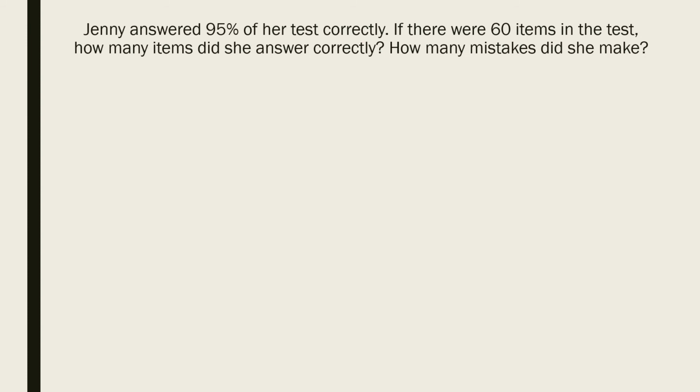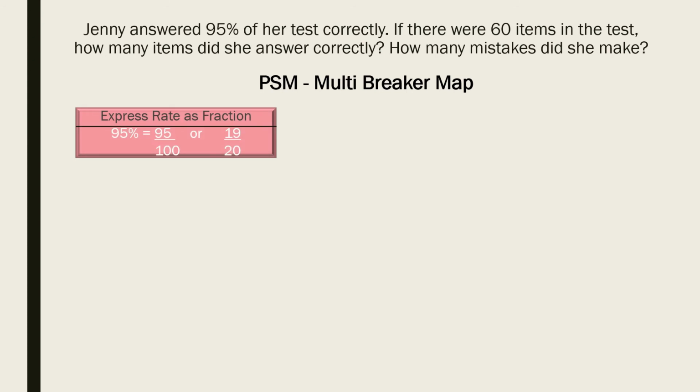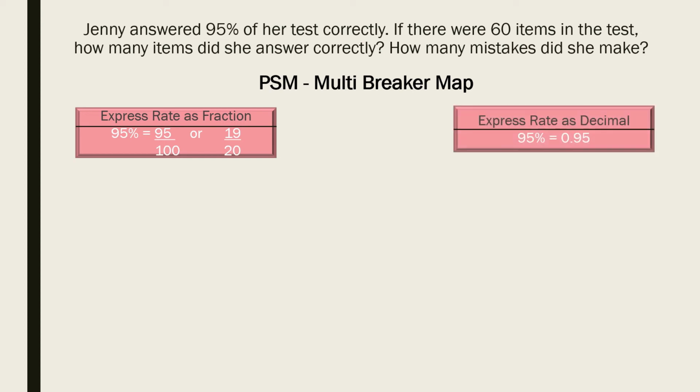Now, let's solve this problem using PSM, or what we call the problem solving map. Let us use the multi-breaker map. So, let us express the rate as a fraction. So, 95%, right? That is 95 over 100. To simplify, that is 19 over 20. So, this is our rate converted into a fraction. If we are going to express the rate as a decimal, 95% will become 95 hundredths.